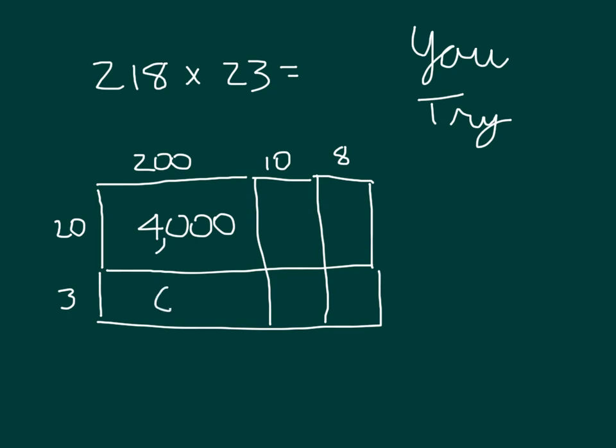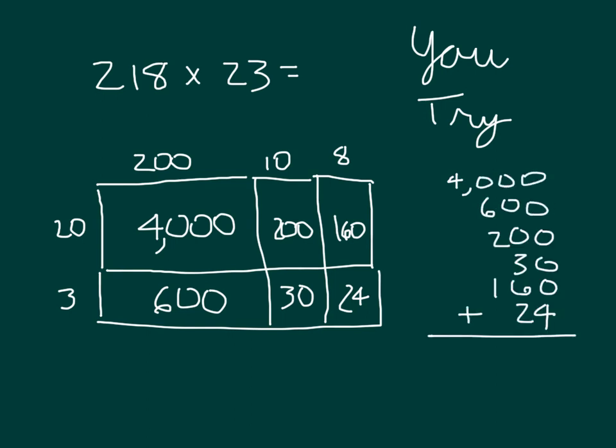200 times 3, which is 600. 200 times 10, which is 2,000. 10 times 3, which is 30. 8 times 20, which is 160. 8 times 3, which is 24. And then you'd have to carefully add them together. I wrote them out. Look at them again just to make sure that I copied them down correctly. And then carefully add them.